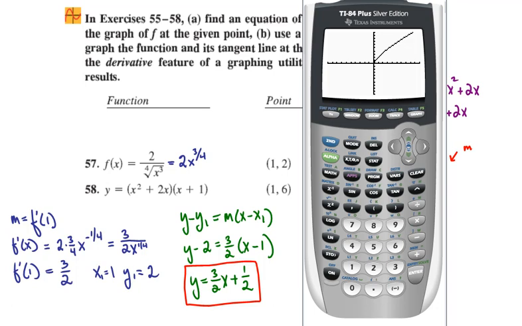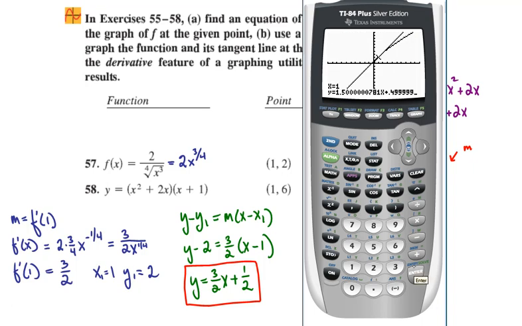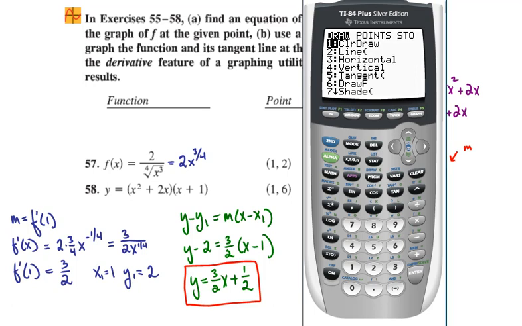So we'll go to second, program, option 5, and put in 1 for our x value. It draws it there, and we have 1.5 x to the 0.5, or 3/2 x to the 1/2. Now the derivative function on the calculator, if I clear that drawing, I will use second, calc, option number 6, and put in 1, and I get a derivative of 1.5, which is 3/2. And that's the slope of the tangent line.